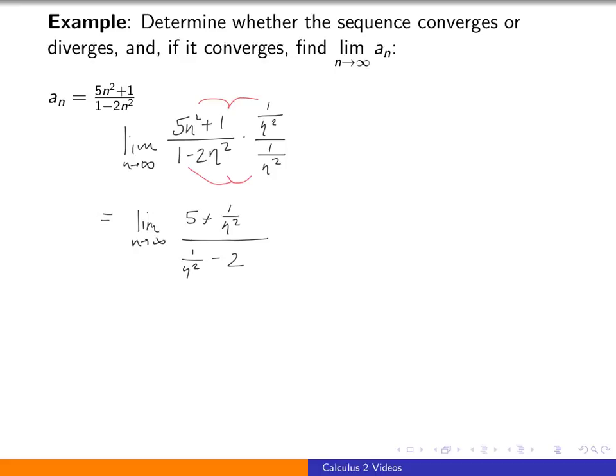And thinking back to our previous experience with limits, the most natural thing to do at this point would be to take that limit and kind of distribute it through, the limit of the top over the bottom, and then break it up respectively.